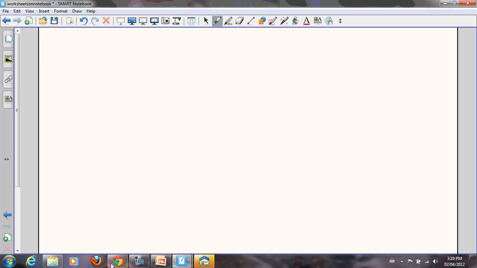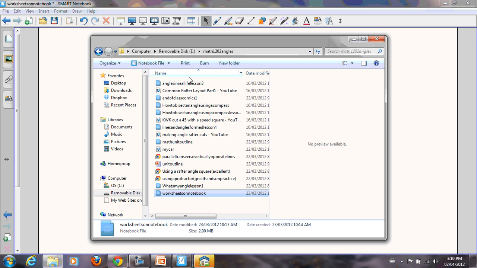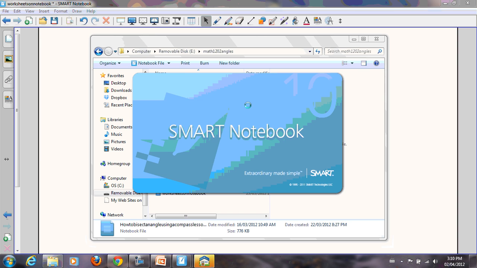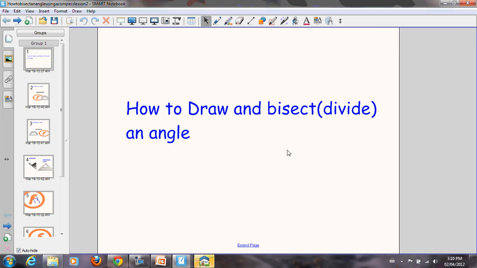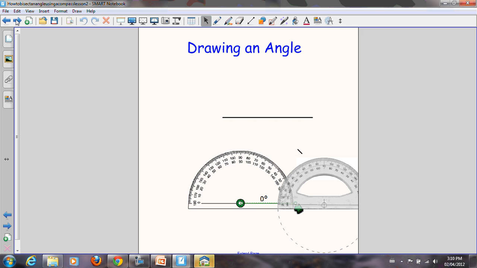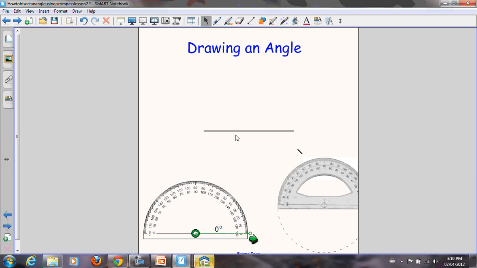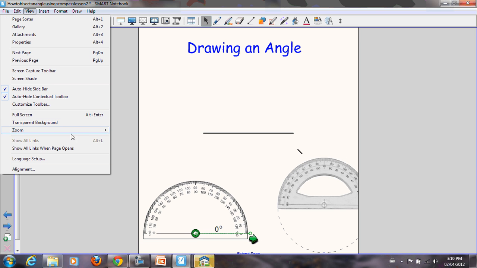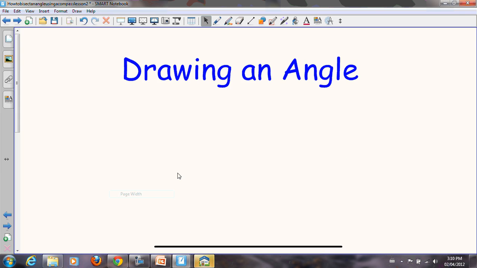Okay, moving on to something a little bit harder. Not too bad, but a little bit harder. You need to pay attention for bisecting them. We're going to see how to draw and then bisect an angle. So let's start off right here. We knew how to draw an angle. That's something we were shown before.